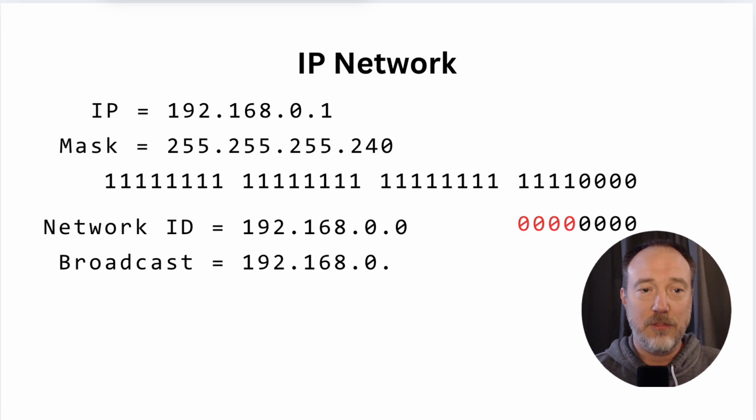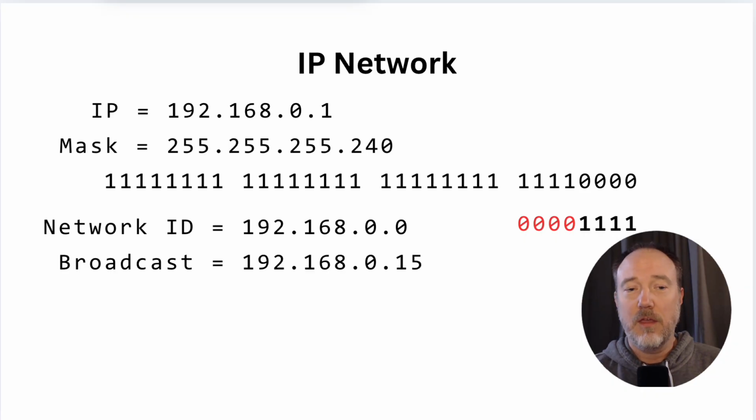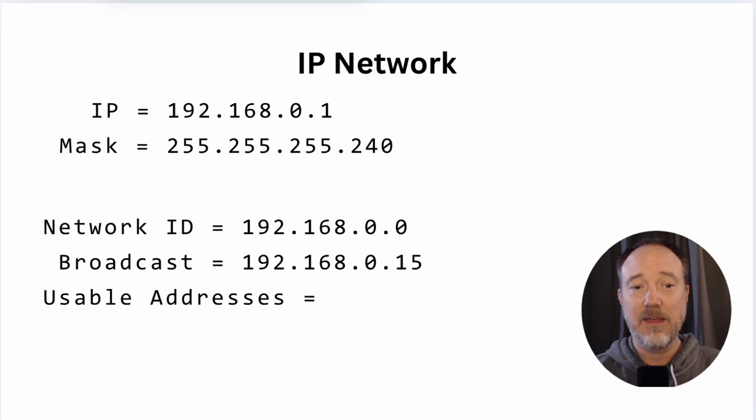So when we take those last 4 host bits, we have to set them to ones in order to find the broadcast address. When we do that, this gives us a decimal value of 15. So the last octet of the broadcast address is 15. So our broadcast address is going to be 192.168.0.15. The last thing we need to do is derive the usable addresses for this network.